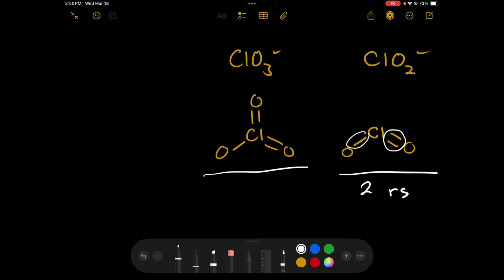However, with this one, ClO3, this double bond could be here, or it could be here, or it could be here. This double bond could be exactly where it is, or it could be over here, or it could be over here. This single bond could be where it is, or it could be up here, or it could be over here. So what I'm telling you is that there are three possible resonance structures for that chlorate over there.